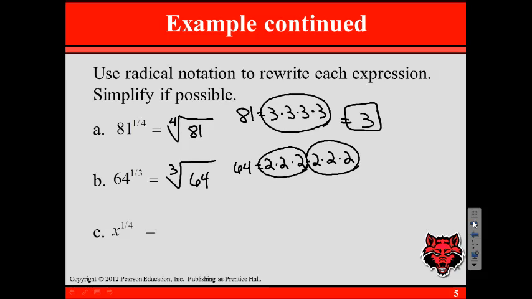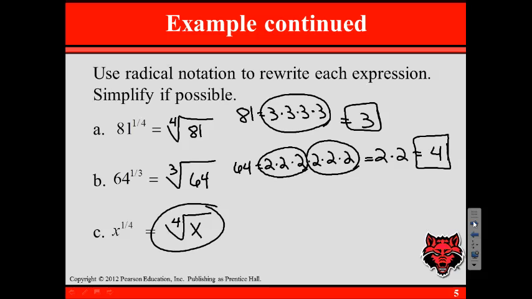So the first group represents 1 2. The second group represents another 2. 2 times 2 is 4. The cube root of 64 is 4. We can use the same notation to simplify the last example. X to the 1/4 power can be rewritten as the 4th root of x. This can't be simplified, so the 4th root of x will just be the answer.